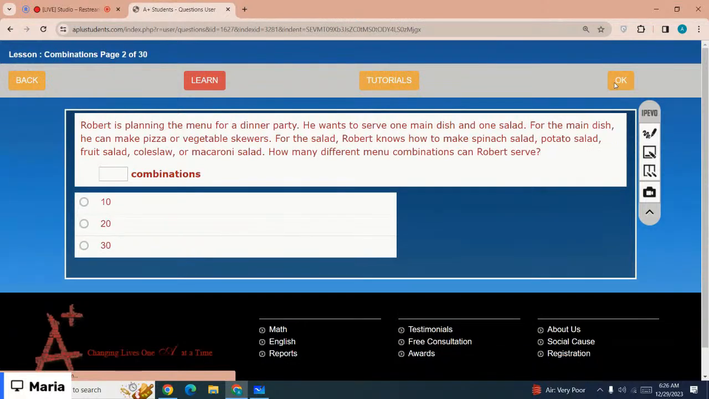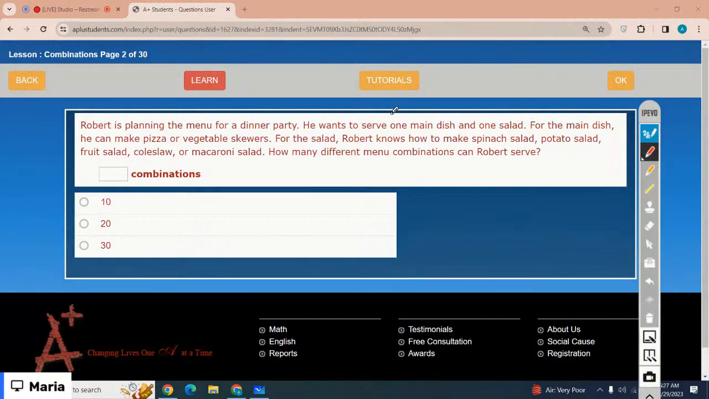Okay, the next one. Robert is planning the menu for a dinner party. He wants to serve one main dish and one salad. So two choices here, right? For the main dish, he can have pizza or vegetable skewers. For the salad, he can have spinach salad, potato salad, fruit salad, coleslaw, or macaroni salad. How many different menu combinations can Robert serve? Which is the correct option?